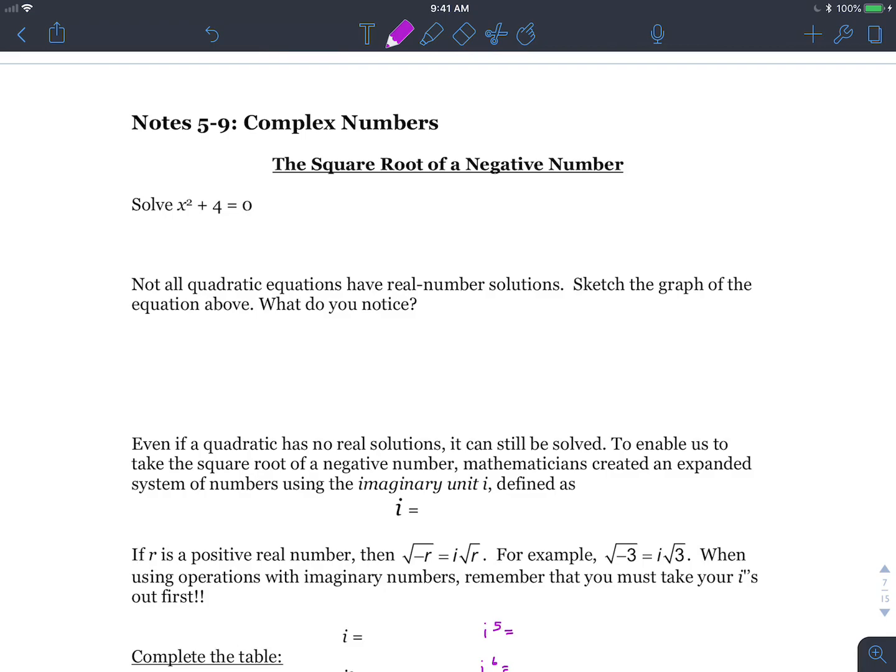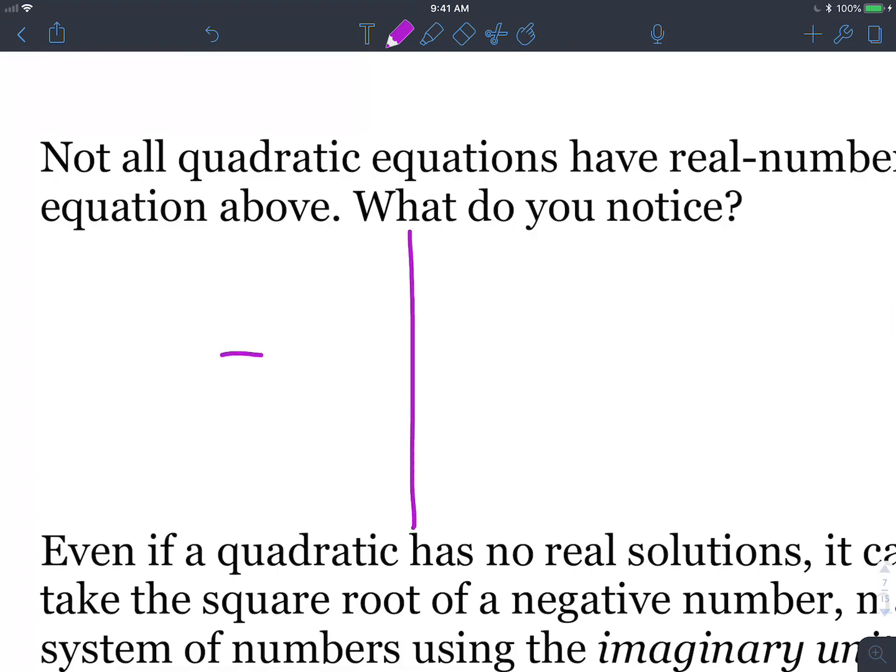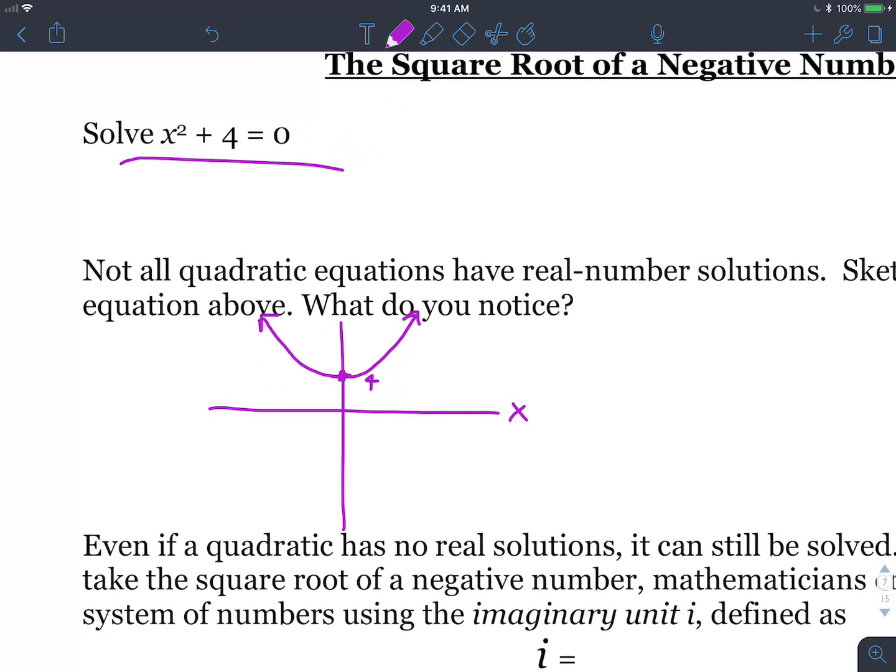So not all equations have real number solutions. They're going to ask us to sketch this graph and see what we notice. If we graph x squared plus 4, we notice at 4 on the y-axis, and you can check this with a graphing calculator, that's where your vertex is going to be, so it never actually crosses your x-axis.